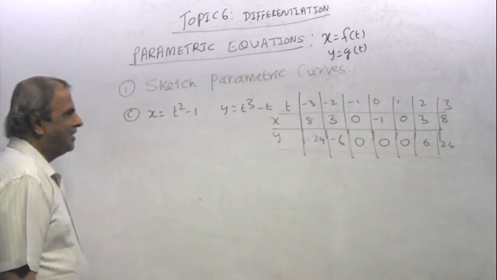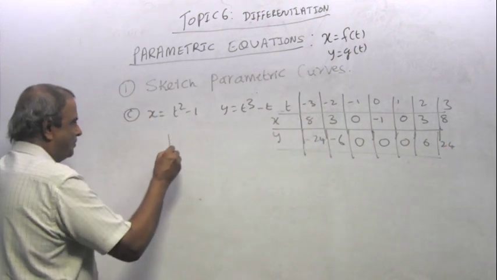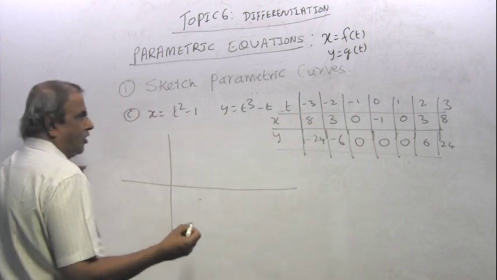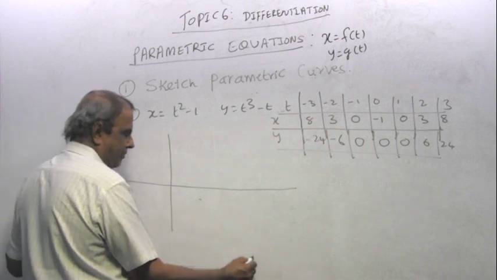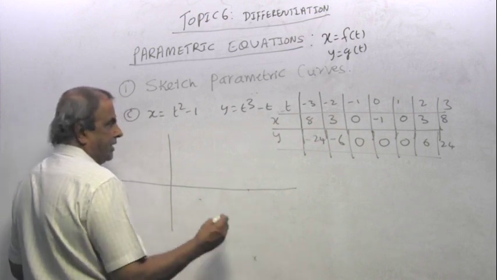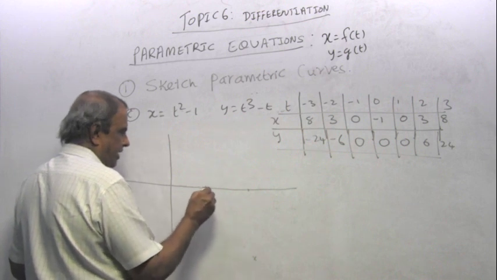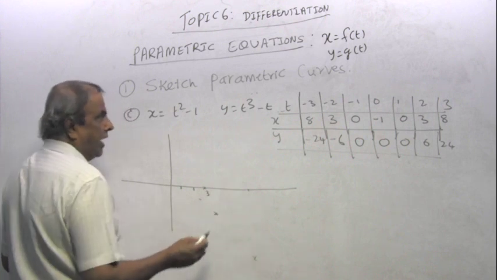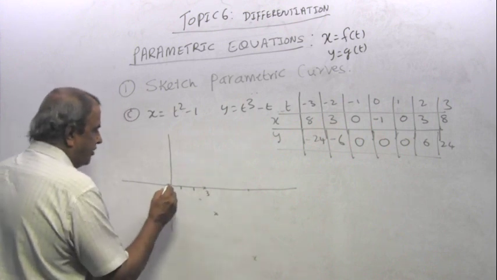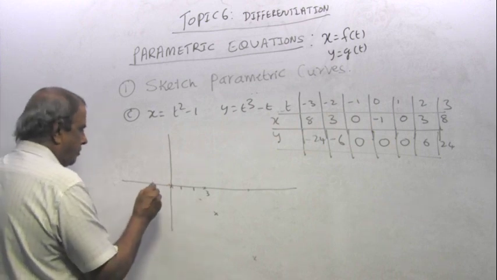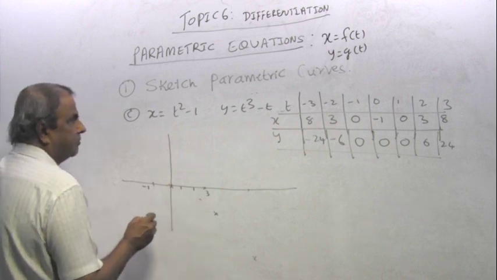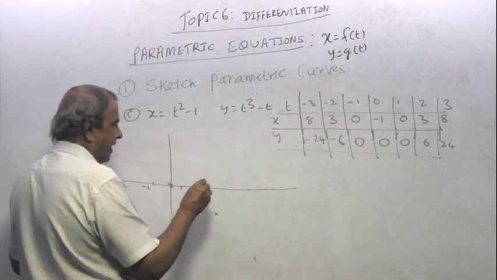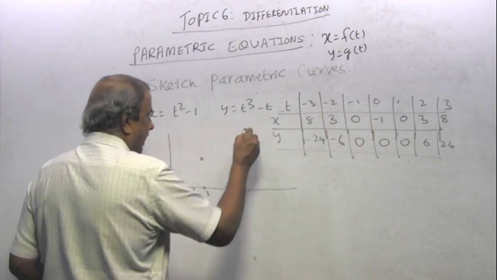So you have to plot. Here I can't make a scale, going to be a bit of a problem. So 8 and minus 24 somewhere there. 3 and minus 6, let's say that's there. Then 0 and 0. Then minus 1 and 0. Again 0 and 0. Then 3 and 6. And then 8 and 24.